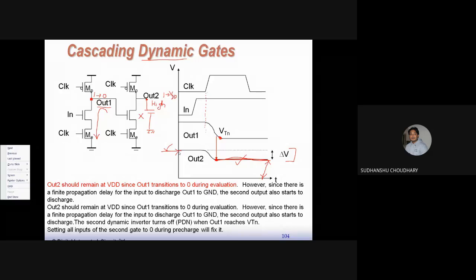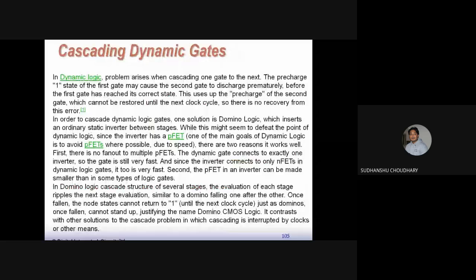This does not happen in the static gate, because static gates can supply the same output as long as power is supplied to them. But in the dynamic gates, the outputs are stored temporarily on capacitors which need to be refreshed by some clock mechanism. Because the actual level of out 2 has changed from this level to this, in the next clock cycle only this level will be refreshed. So this is lost. This is one of the problems of cascading dynamic gates.